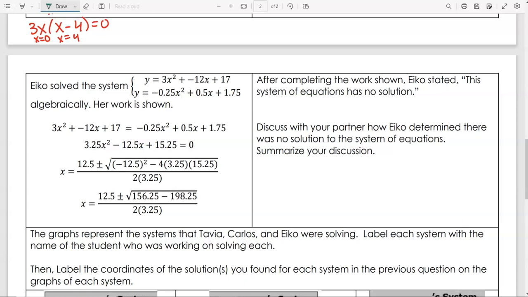So he made them equal to each other. He got everything to one side. What he had wasn't factorable, so we had to use the quadratic formula. He got to the second step of the quadratic formula, stopped, and said no solution. How did he know? Go back to your Algebra 1 days. What helped us determine? Would it be the square root? Something about that square root.